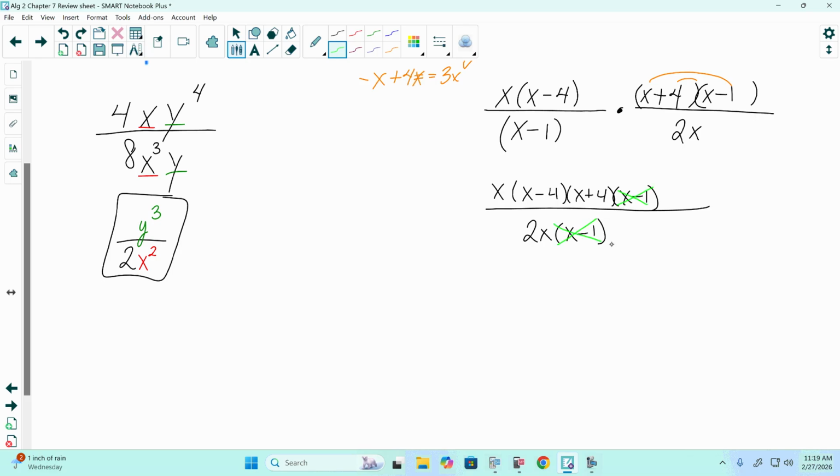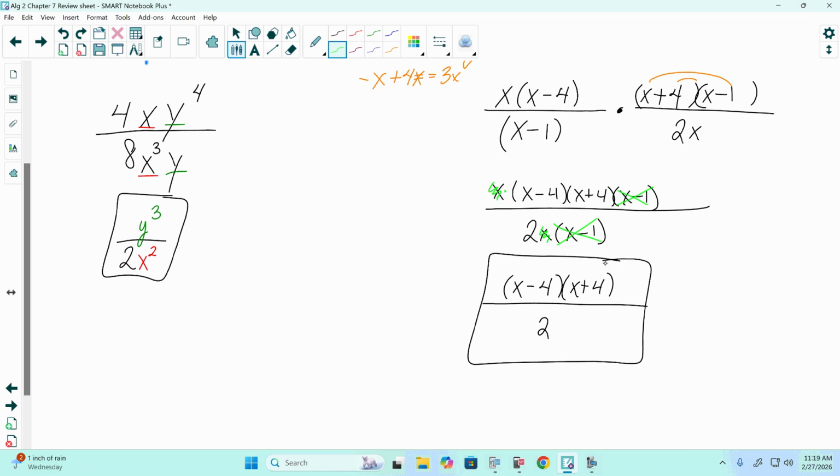The x minus 1 and x minus 1 would cancel. Anything else? The x on top is being multiplied, and the x on bottom is also being multiplied with the 2. Because there's a product on top and a product on bottom with that x outside, they simplify out. If it had been 2 plus x on bottom, this would not work. And what that leaves us with is x minus 4 times x plus 4 all over 2.